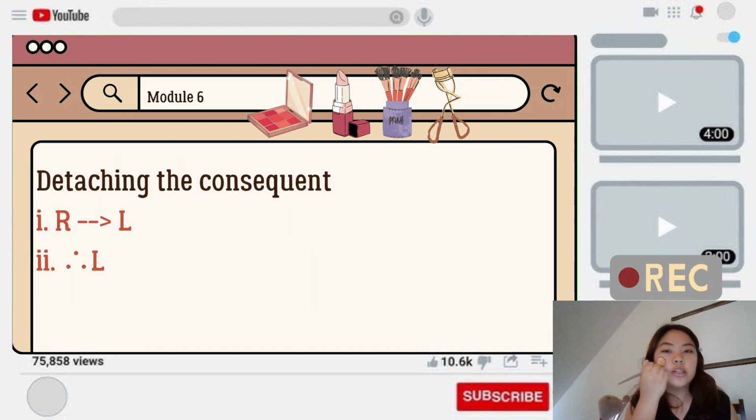Moving on, another invalid argument is detaching the consequent in the form of if R, then L.